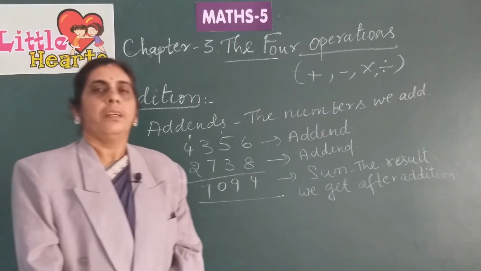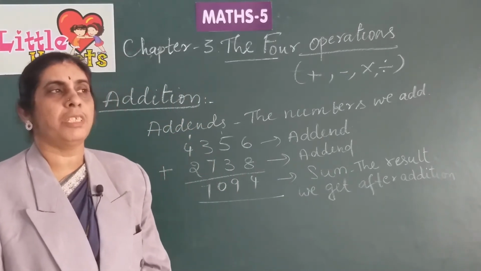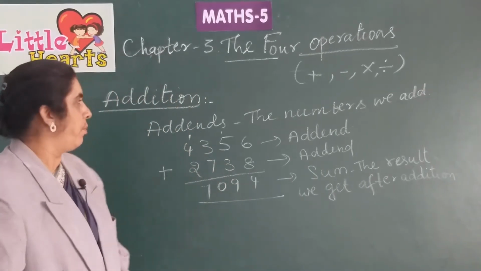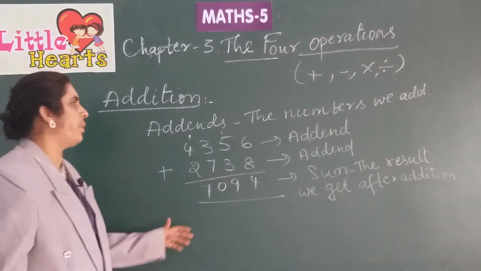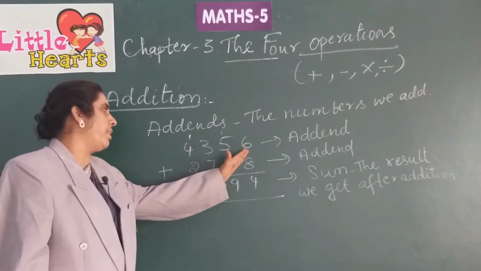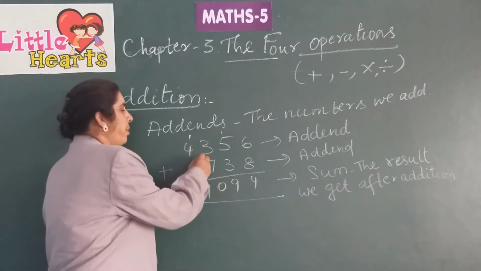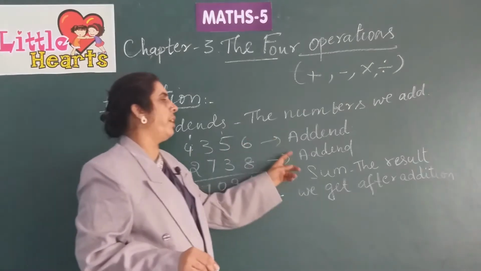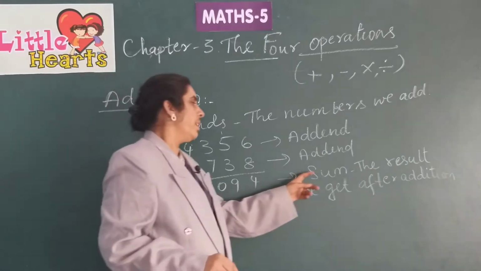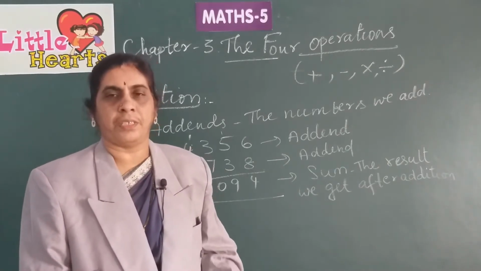And we already learnt in class 4 adding 4 and 5 digit numbers. The same process is followed for 6 and 7 digit numbers even. Now, in addition, the numbers we add are known as addends. Here see this: 4,356 plus 2,738. These two numbers are being added here. Those are called addends. And the answer you get after addition is called the sum. Sum is nothing but the result we get after addition.